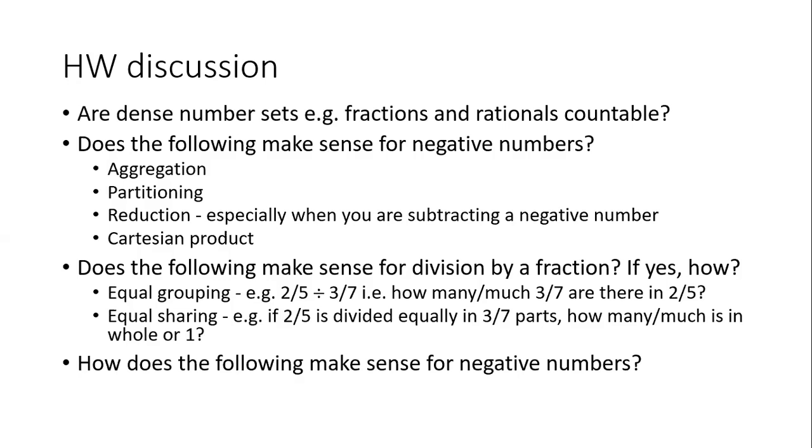Now, here is the last thing, array. It does make sense for negative numbers, but you cannot use it as the starting point. You need to first establish that negative times positive is negative, positive times negative is negative, and negative times negative is positive. Once you establish these three things, the three possibilities of multiplication with negative numbers, then you can use the array.